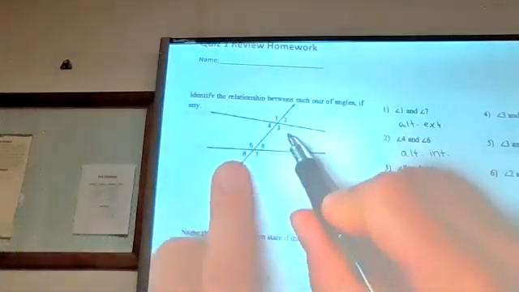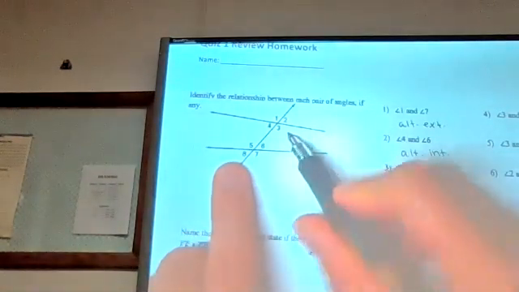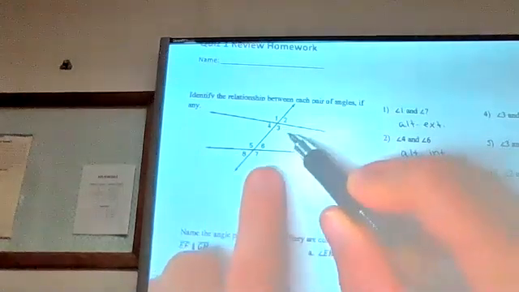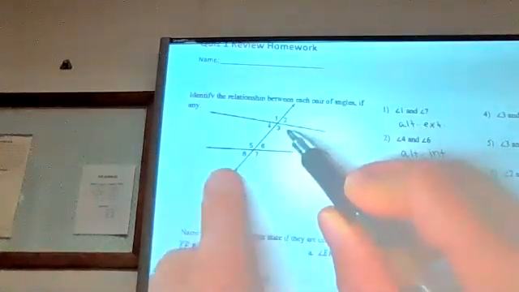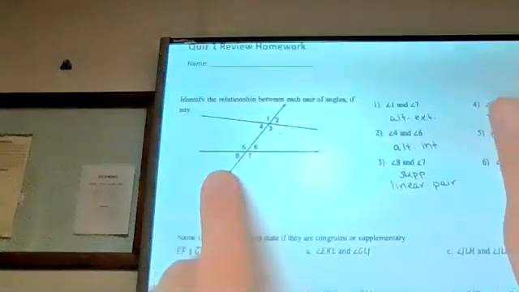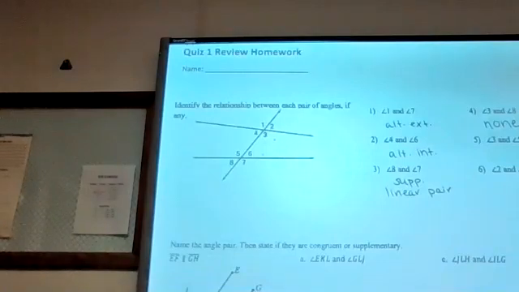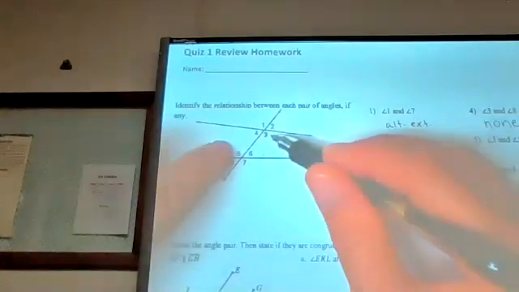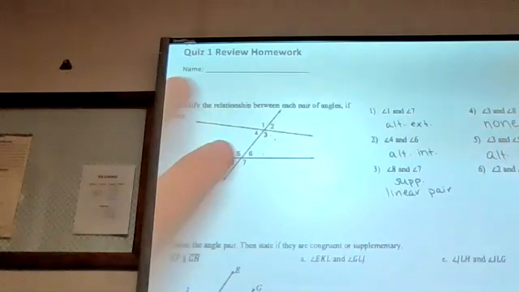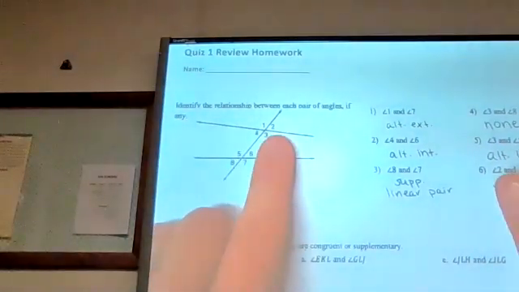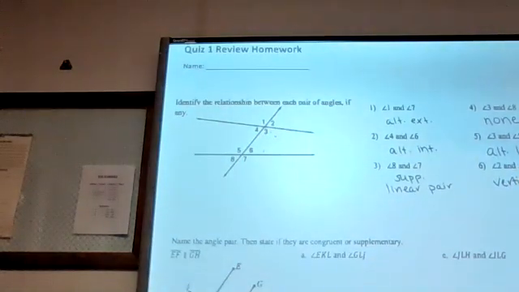3 and 8, nothing. Alternate sides, one in, one out is nothing. Same side, one inside, one outside is corresponding, but alternate, that's nothing. This would be none. 3 and 5, alternate interior. 2 and 4, vertical. Good.